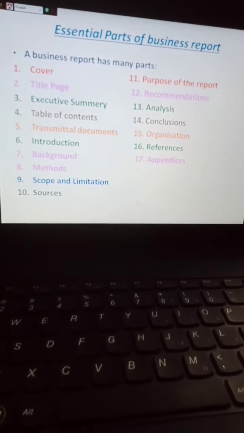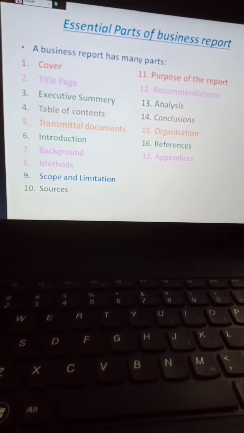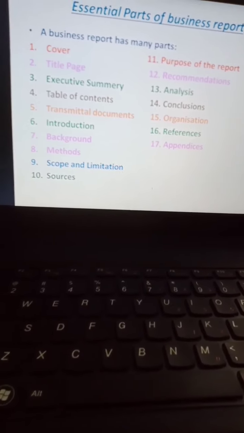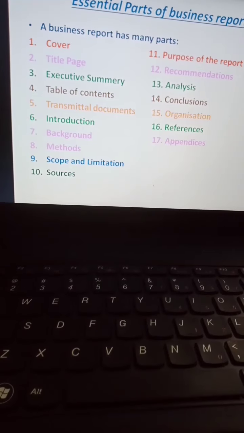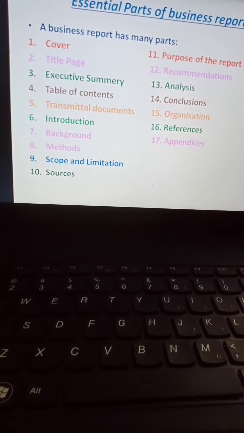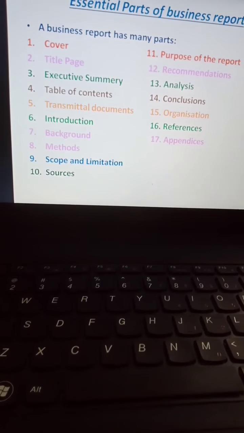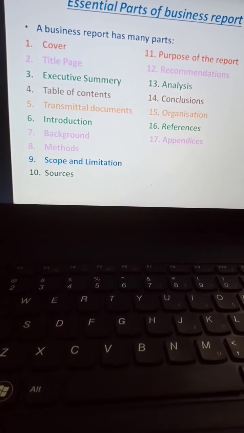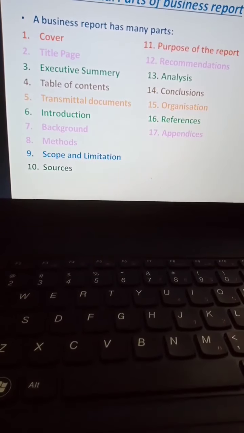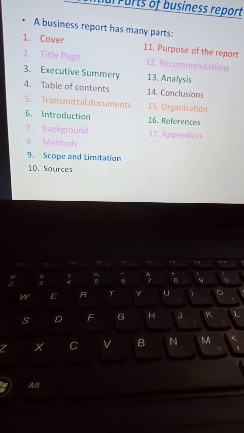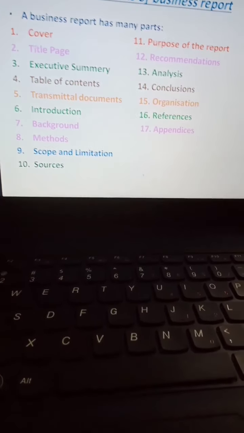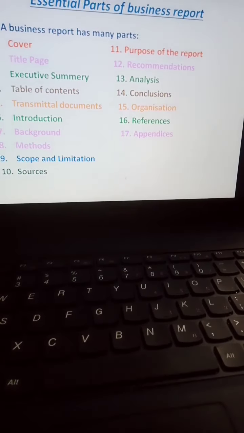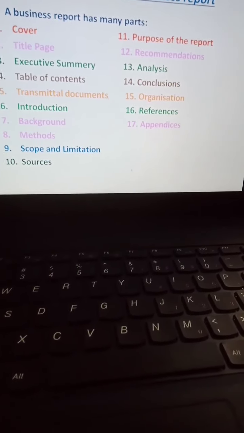Okay. Now I'll show you in this slide the essential parts of a business report. Number 1 is cover page. It needs a cover page first. Then there should be a title page. The next page includes the executive summary. Then number 4 is table of contents, then transmittal documents, introduction, background, methods, scope and limitation, sources, purpose of the report, recommendations, analysis, conclusions, organization, references, and appendixes.